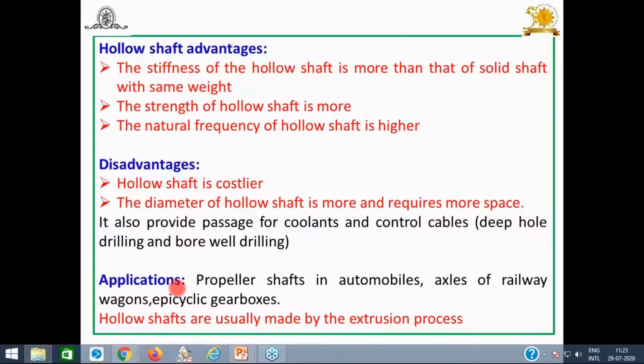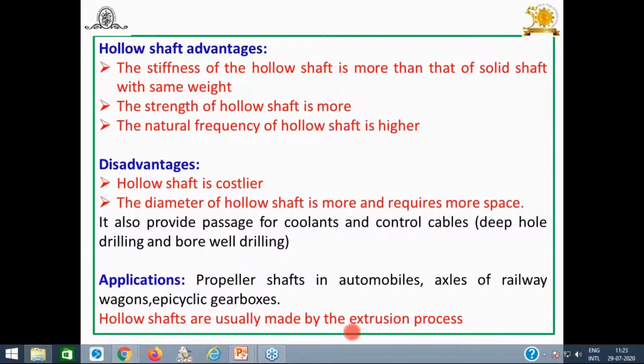And you will find applications of hollow shaft in propeller shaft of automobile. You might have seen in trucks or buses. You can look at the wheel, the bottom side. So you will observe it's a propeller shaft which is connected by using a hook joint to the differential gearbox to the gearbox. Then axles of railway wagons, you will find hollow shaft, then epicyclic gearboxes. In epicyclic gearboxes, the other gears run on the other different gear shafts. That's why it's a hollow one.